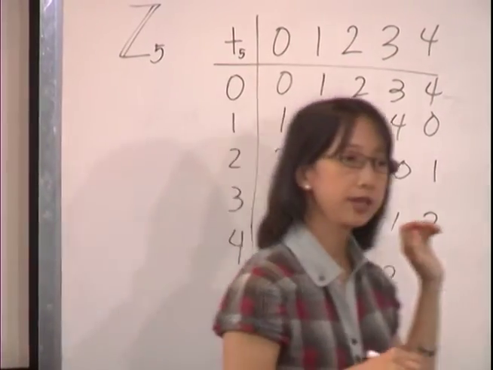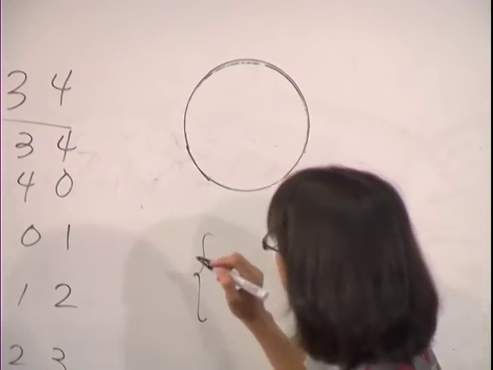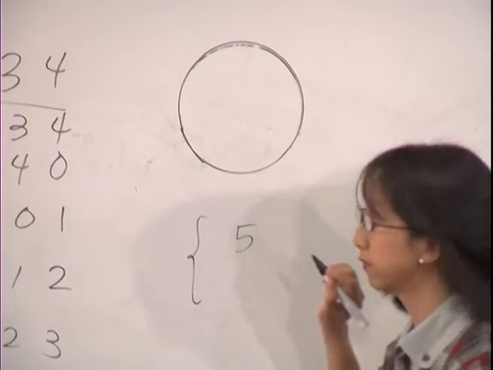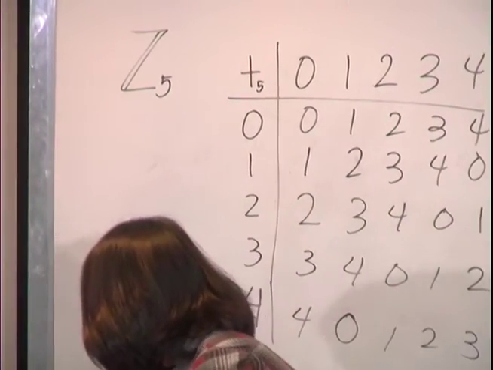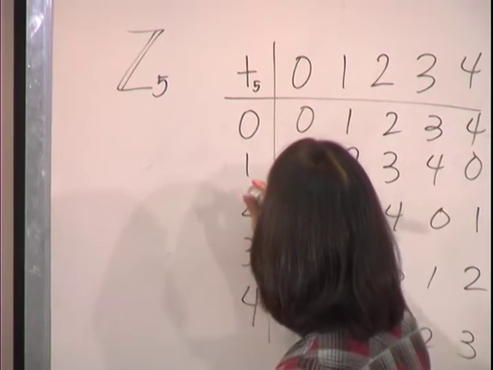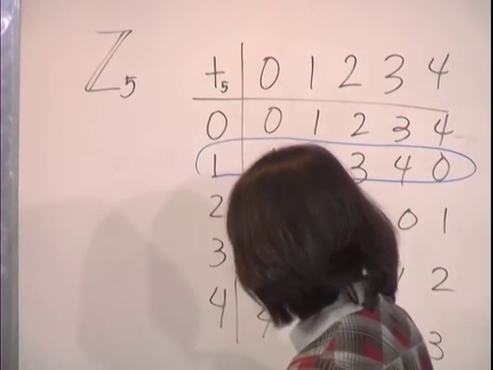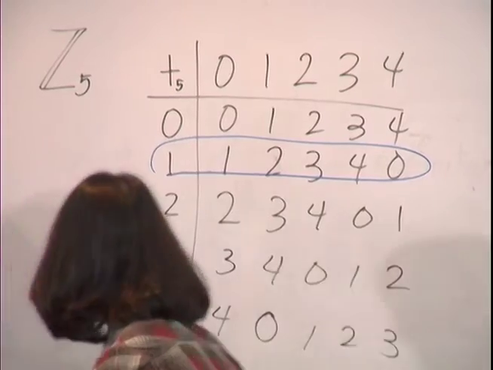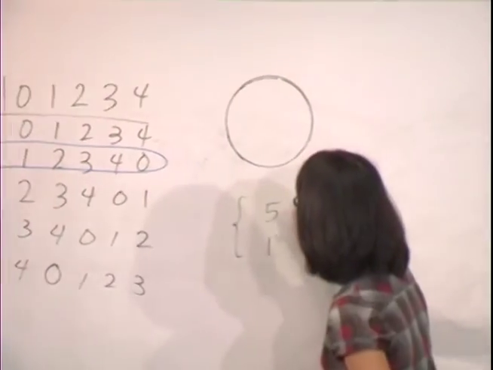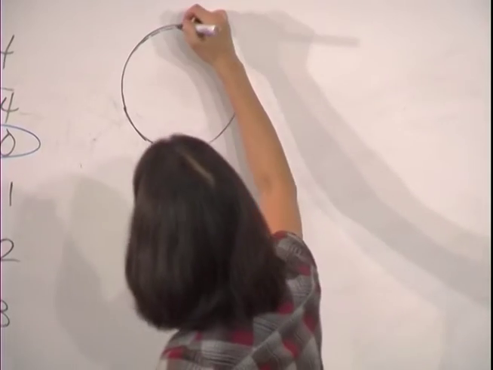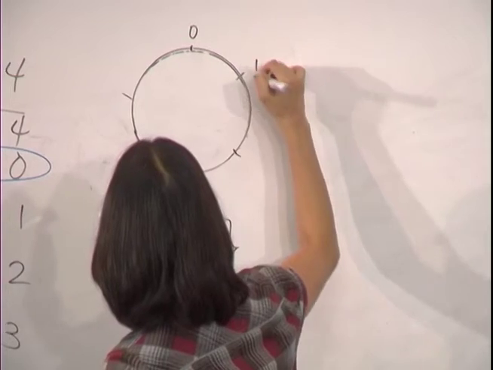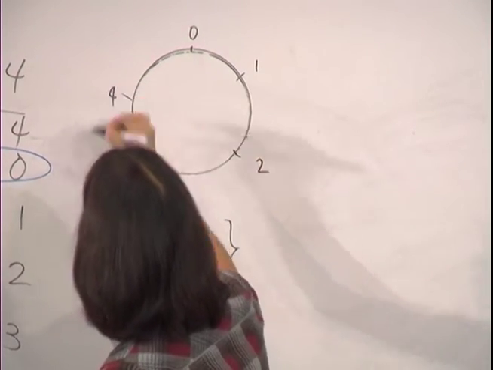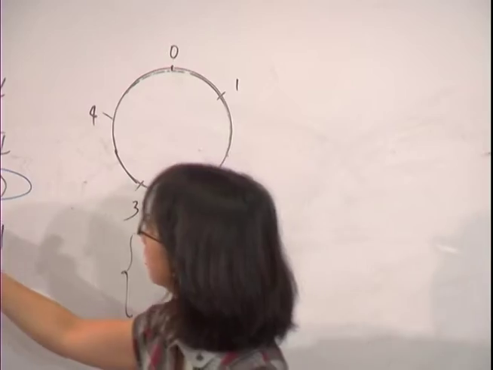All right. Now let's make circular graphs. Since we are talking about Z5, our modulus is 5. Let's concentrate on this addend. 1. So we have 5, so I have to mark 5 points here. This would be 0, 1, 2, 3, 4. All right. Look at this table.